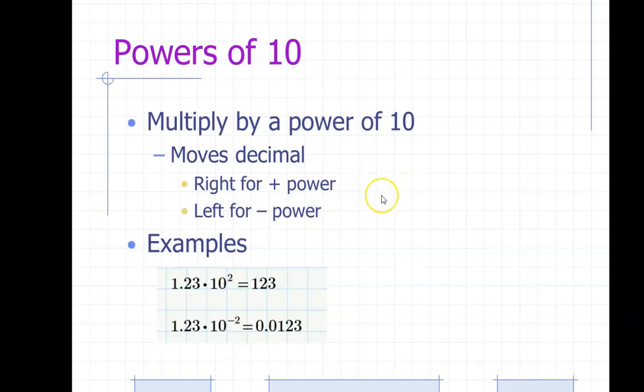Powers of 10 in scientific notation: the power of 10 tells you how to move your decimal. So, for example, 1.23 times 10 squared. Right away we see 3 significant figures, and 10 squared means we move that decimal. 10 to the minus 2 means it's a small number, so we move the decimal the other way. We get 0.123.